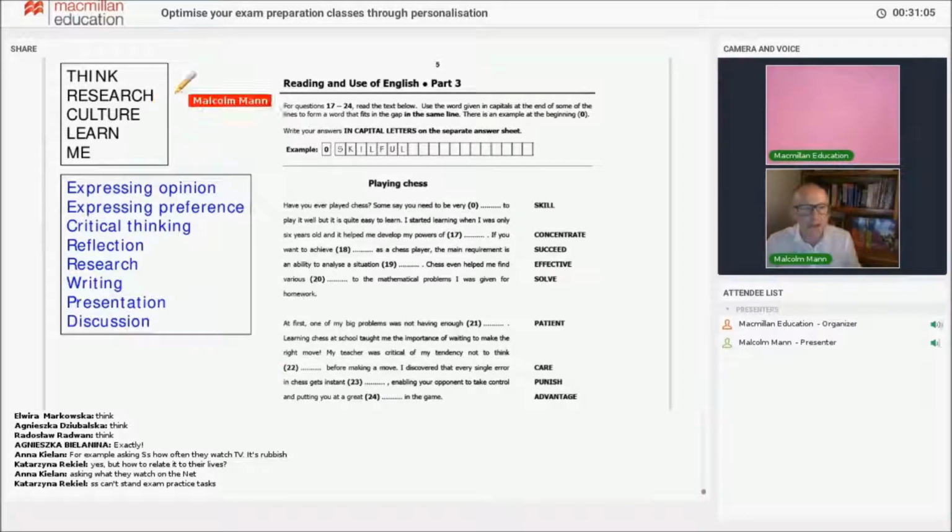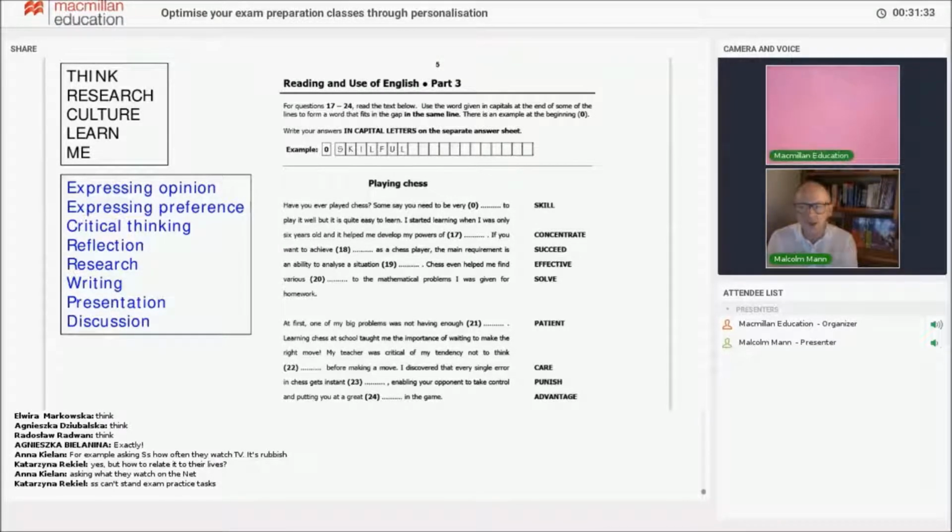So think of one of those categories and then pick a focus, or more than one focus. It might be expressing opinion, expressing preference, something to do with critical thinking, reflecting, researching, writing, presenting, discussing. It could be one or more of those, and get them to do a task either before the exam practice task or after the exam practice task that in some way personalizes their experience.